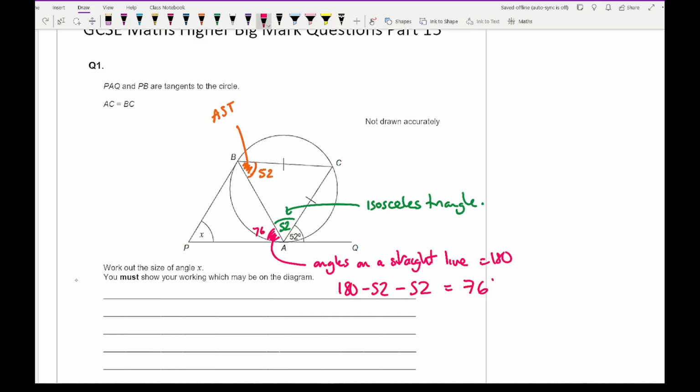So that's 76. Then another circle theorem is that when you've got an external point, the two tangents from that point to the circle are also going to be equal length. So that means that this angle here is also going to be 76 degrees. So then to work out X, all I need to do is 180 minus 76 minus 76, which gives me an answer of 28 degrees. So X equals 28 degrees.